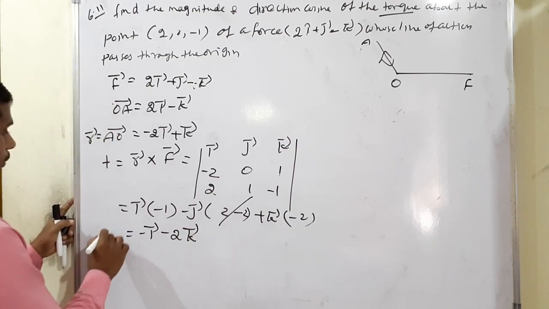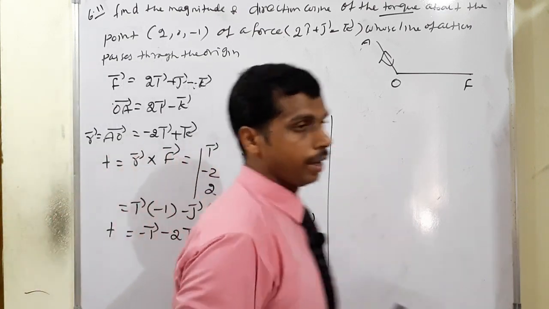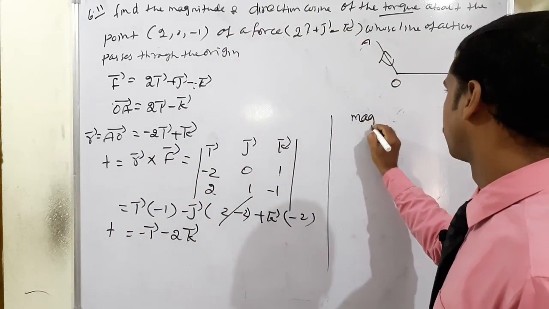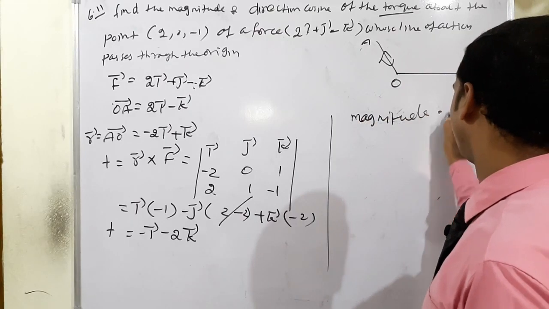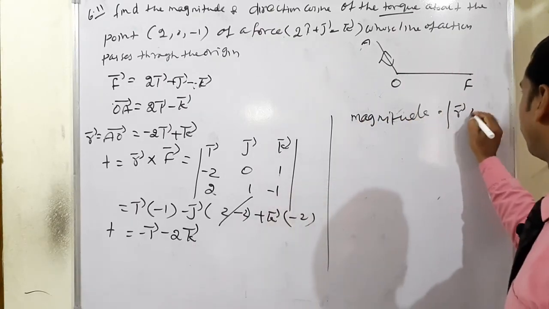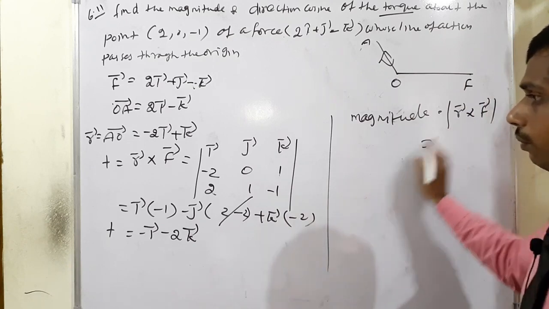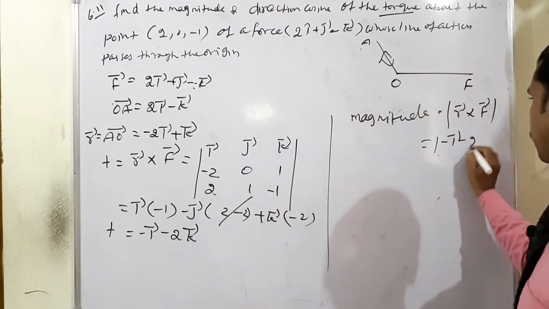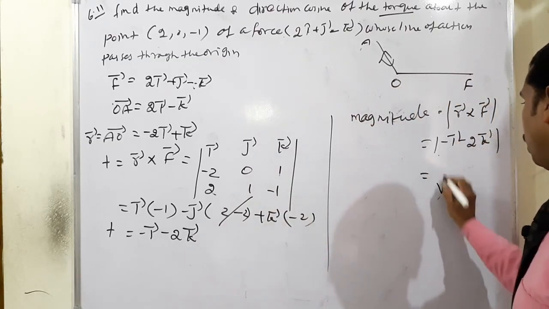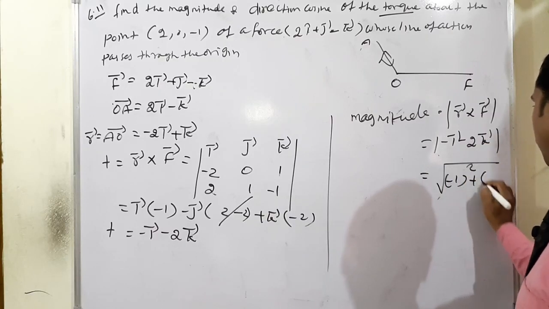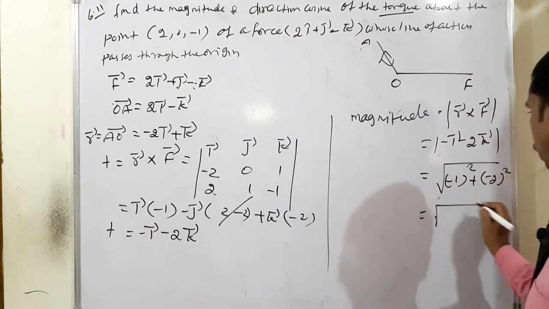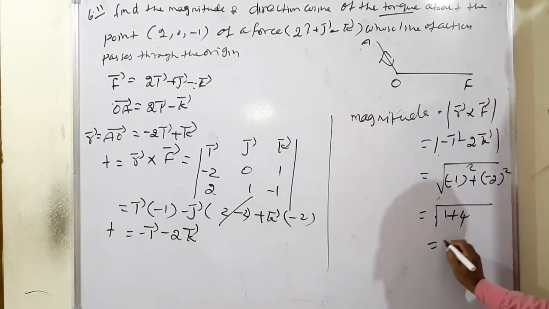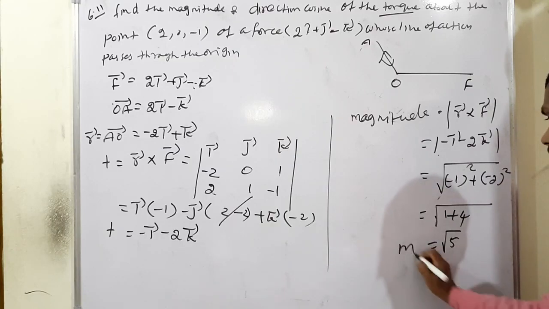This is called the torque. We need the magnitude, so find the magnitude and direction. Magnitude means modulus of r vector cross F vector. Already we found r vector cross F vector is equal to minus i vector and minus 2k vector. Therefore, square root of (minus 1) whole square plus (minus 2) whole square. Again, square root of (minus 1) whole square means positive 1, and (minus 2) whole square means positive 4. Therefore, the magnitude answer is square root of 5.